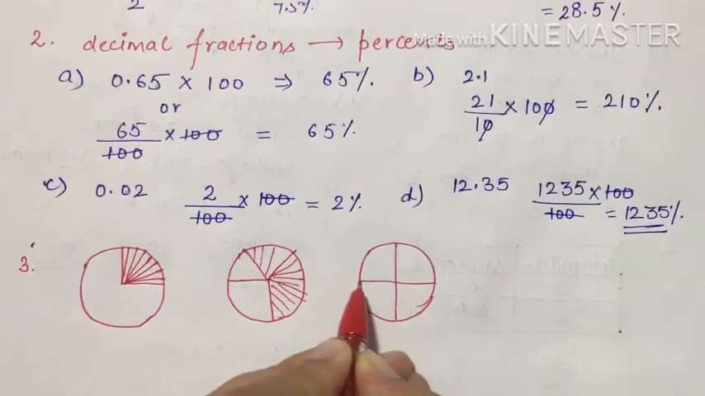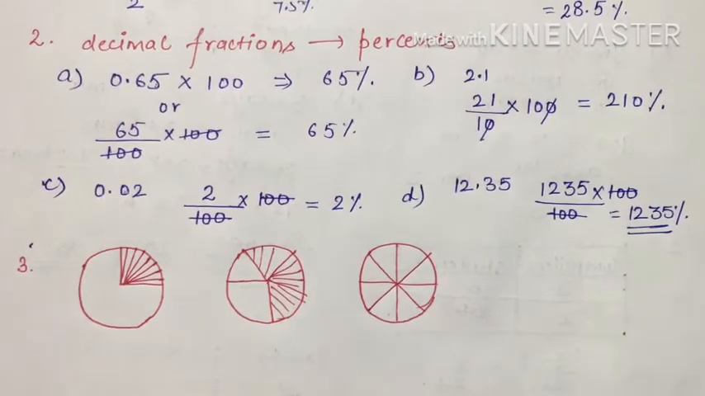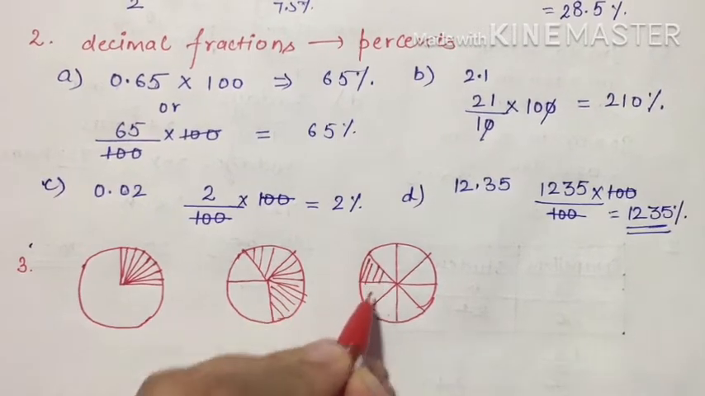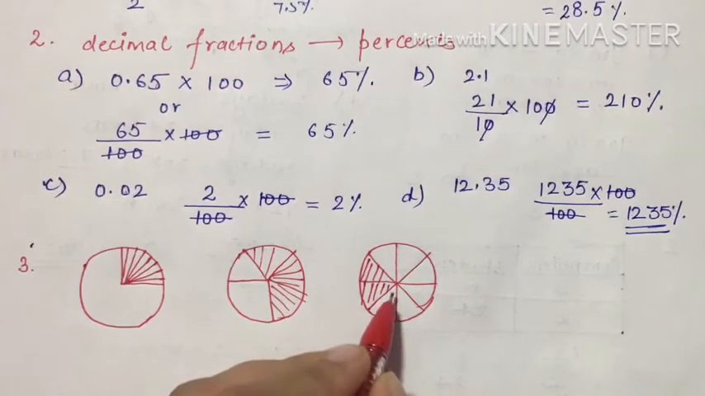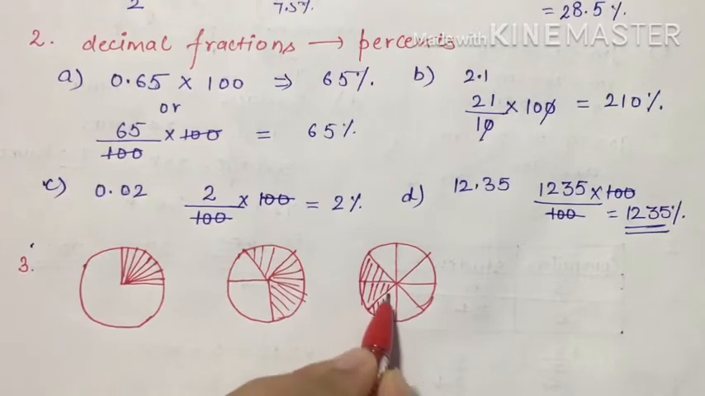And in this there are 8 parts. See, 8 parts are there, and out of 8 this is colored, this is colored, and this one is colored, and this one is colored.